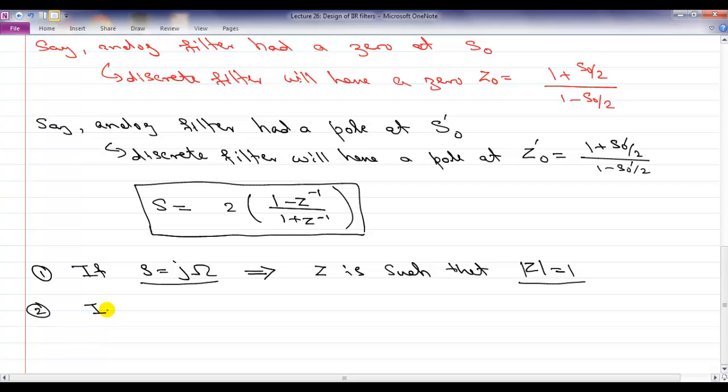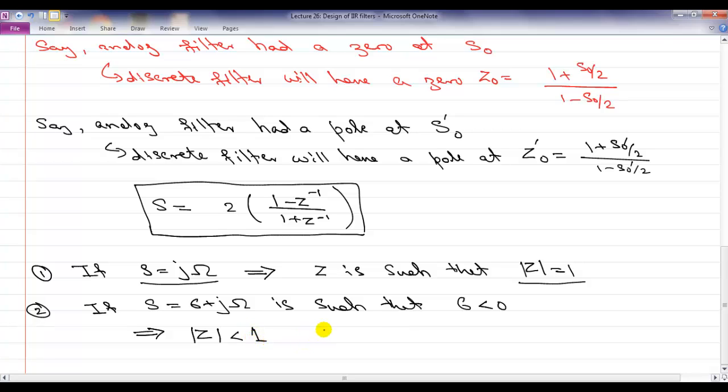And the second part is that if S equal to sigma plus j omega is such that, what makes S on the left half plane is if sigma is less than 0. Right? So if the real part of your S is less than 0, then you will live in the left half plane, and the end result of this transformation is that the absolute value of Z is less than 1, which means that if you are in the left half plane, the resulting Z gets mapped inside the unit circle.